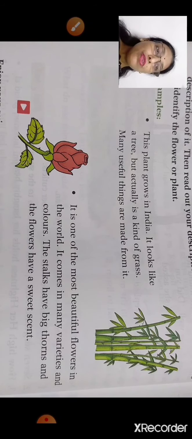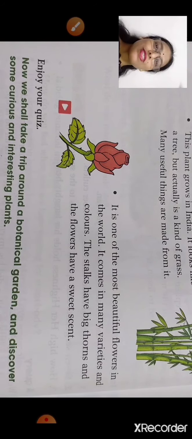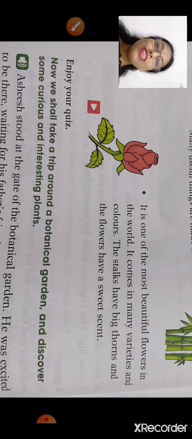It is one of the most beautiful flowers in the world. It comes in many varieties and colors. The stalks. What are stalks? Stalks are stems. The stalks have big thorns and the flowers have a sweet scent. Through the picture, we can easily guess. The writer is talking about the rose. Did you enjoy this quiz?